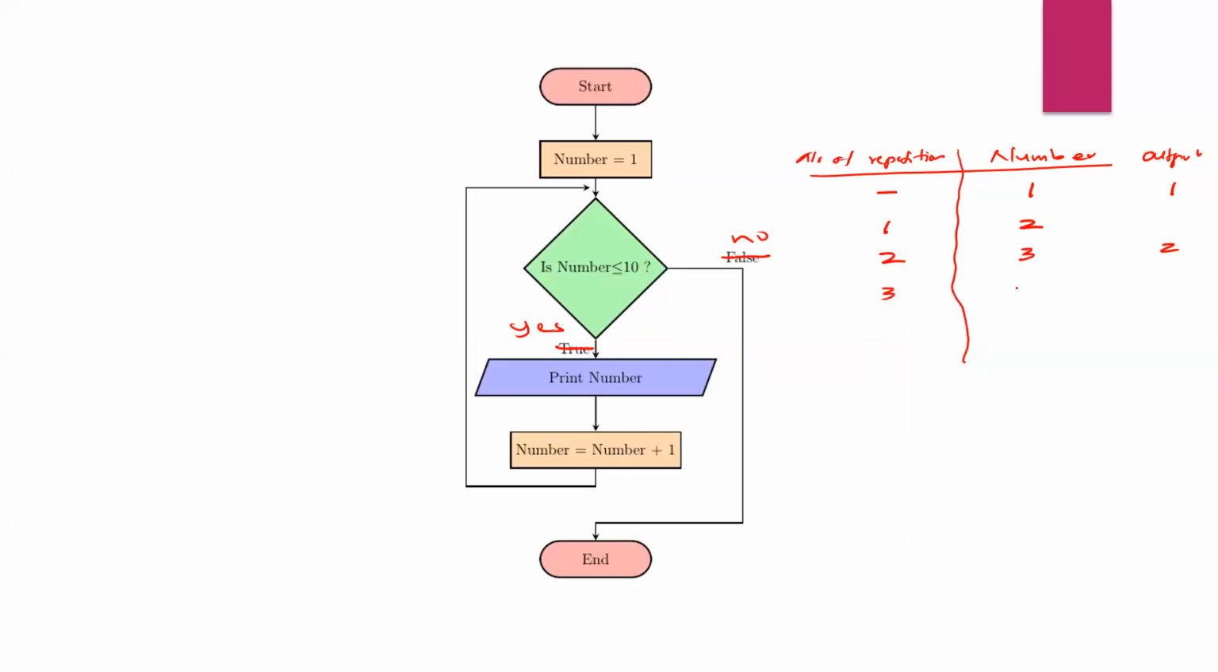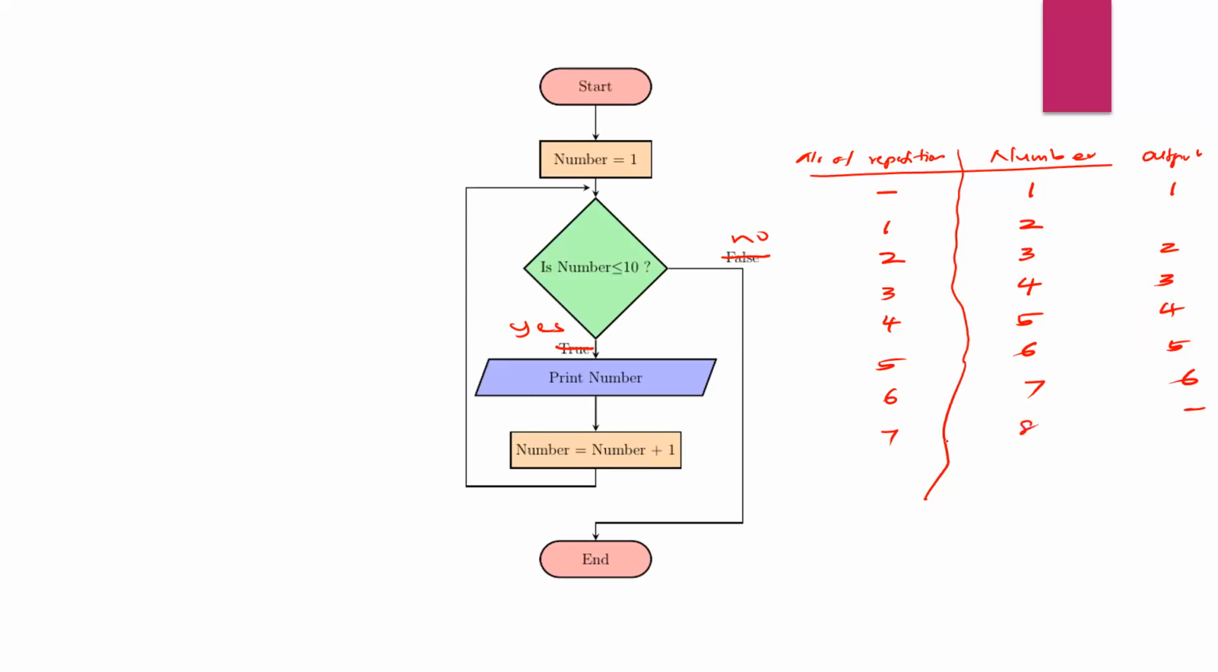Right? And then you print the number, so that is 3. And 3 plus 1, this becomes 4. Now you go back, check 4 against 10. Yes. So the fourth repetition, you print 4, and 4 plus 1, 5. Fifth repetition, you print 5. 5 plus 1 is 6. Similarly, sixth one, output is 6. The number is 7. Seventh one, output is 7.